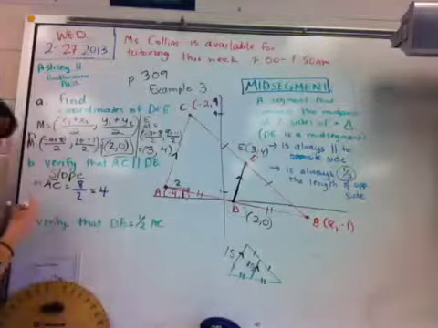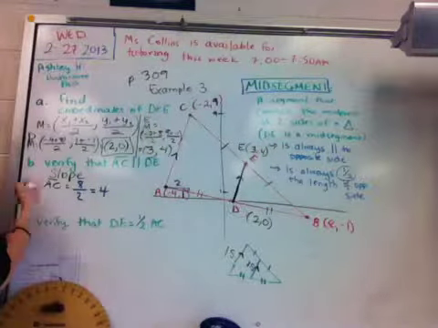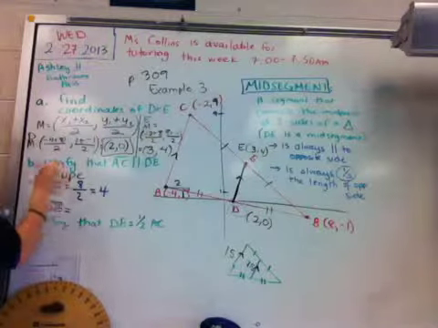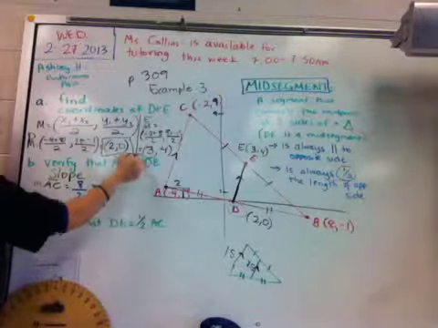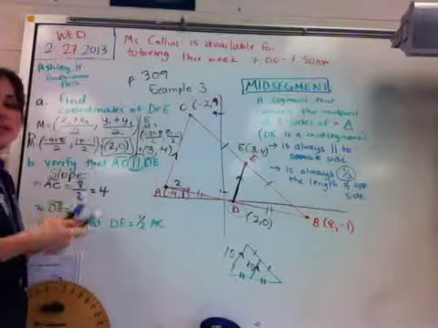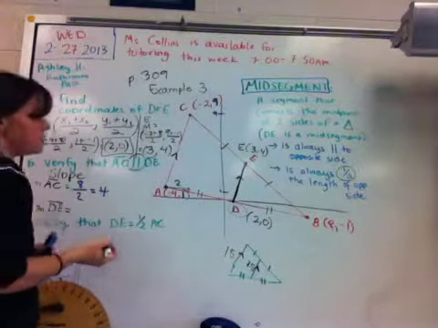Okay. All right, now, can we check the slope of DE? What are we looking for here? If they have the same slope, then that's going to prove that they are indeed parallel. If they don't have the same slope, then they're not going to be. Okay, so let's check it.